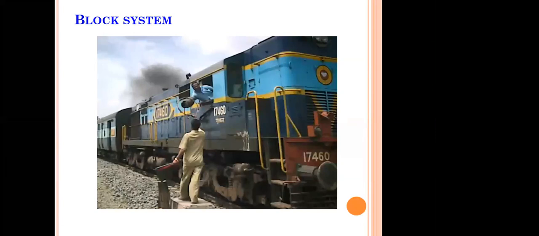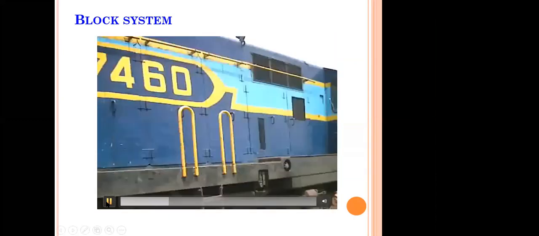He picks it up, and the person will be handing it over irrespective of any climatic condition, day, night, rainy season, whatever may be the condition. What is this? This is called an authority for the driver to enter the block section.